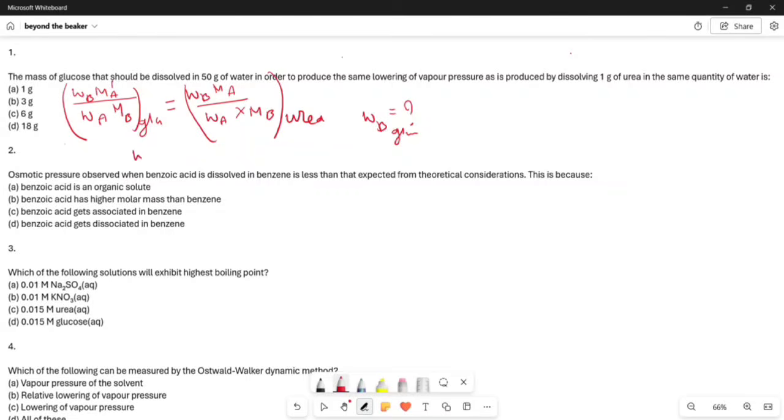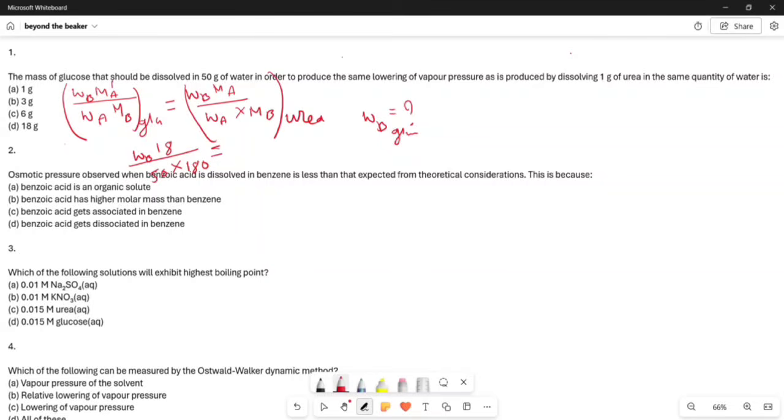See, WB we have to calculate. So MA is 18 divided by WA, the weight of water. Here WB is solute and WA is solvent. Solvent is 50 multiplied by MB. What is the molar mass of glucose? 180. Molar mass of glucose is 180. So that is equal to WB into 18 divided by 50 into 180 for glucose.